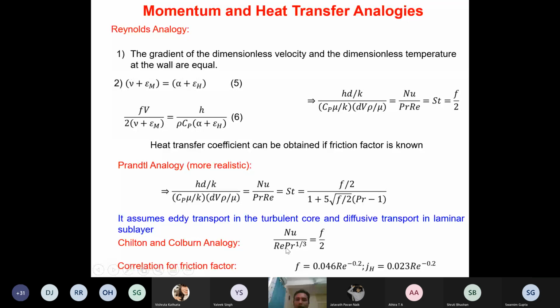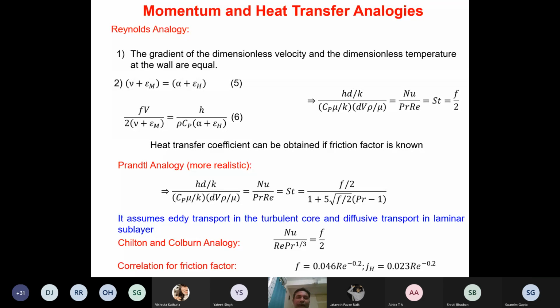And if you write this equation directly in the form of the JH factor, the JH factor is nothing but f/2. So you can directly put it: Nusselt number divided by Reynolds number into Prandtl number to the power 1/3 equals JH. Then JH is given as 0.023 Reynolds number raised to the power minus 0.2. So these are the correlations given by Reynolds, Prandtl, Chilton and Colburn.